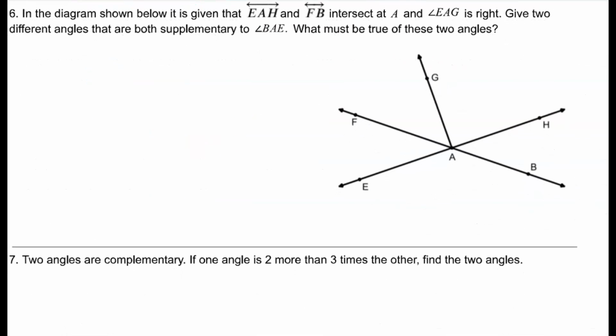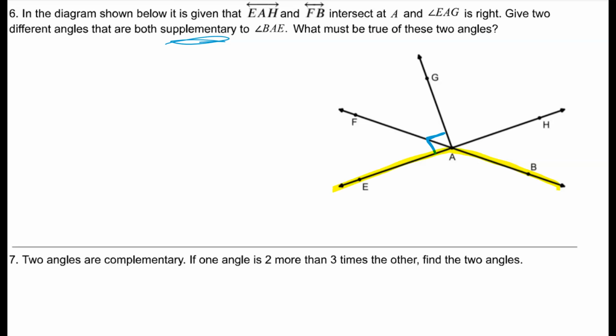Number 6. In the diagram shown below, it is given that line EAH and line FB intersect at A. EAG is right. I don't know if that helps me, but I'm going to mark it with a box anyway. Give two different angles that are supplementary to angle BAE.